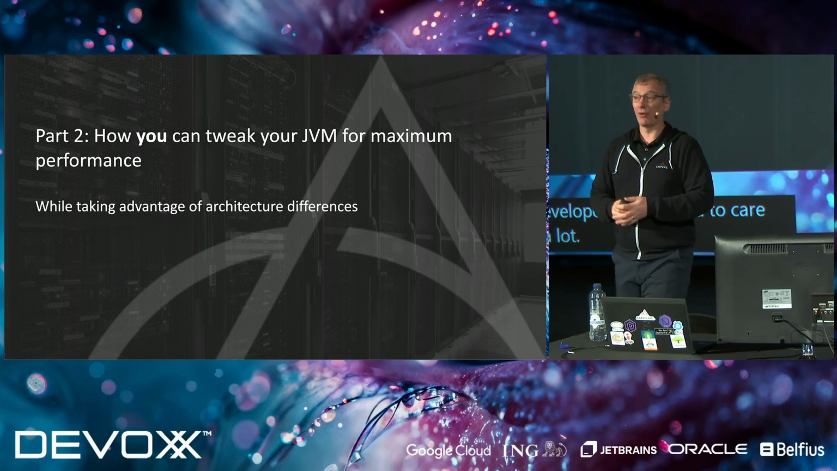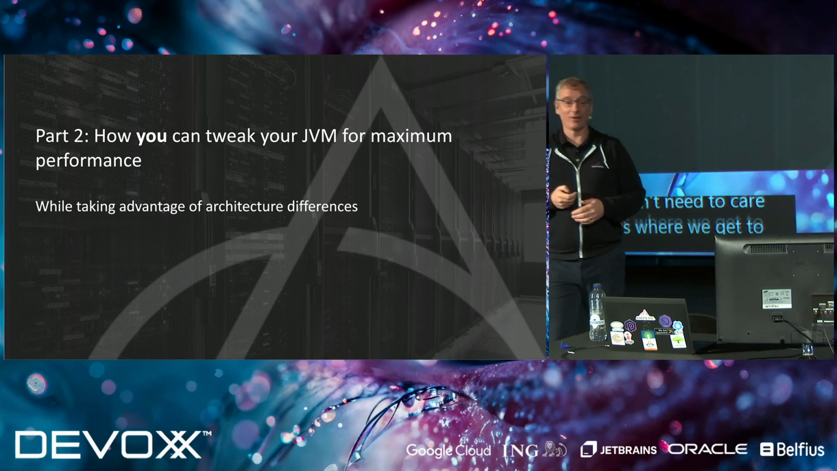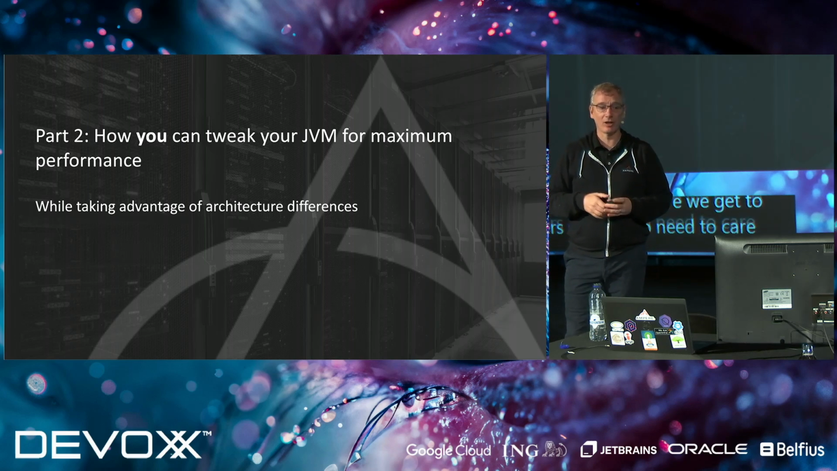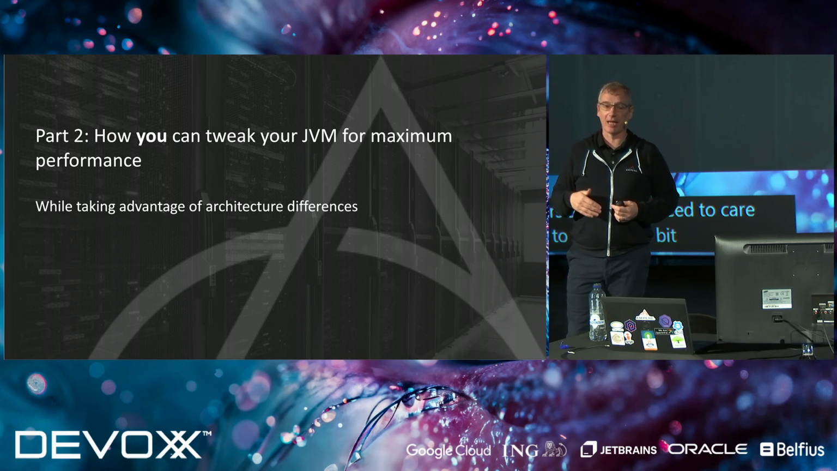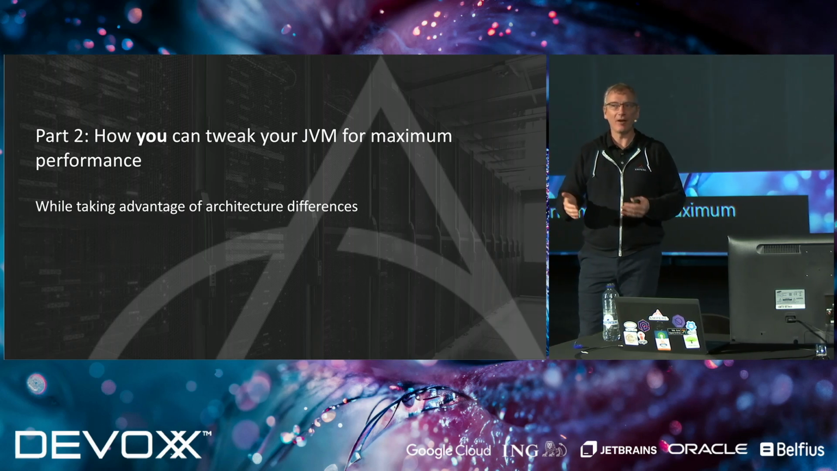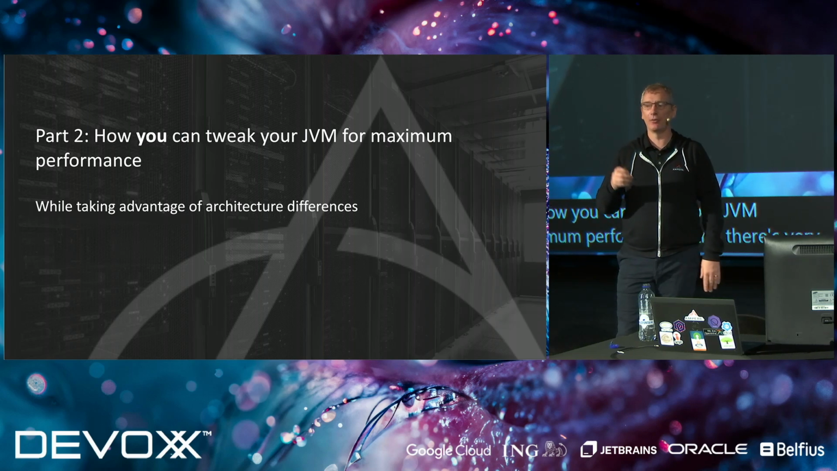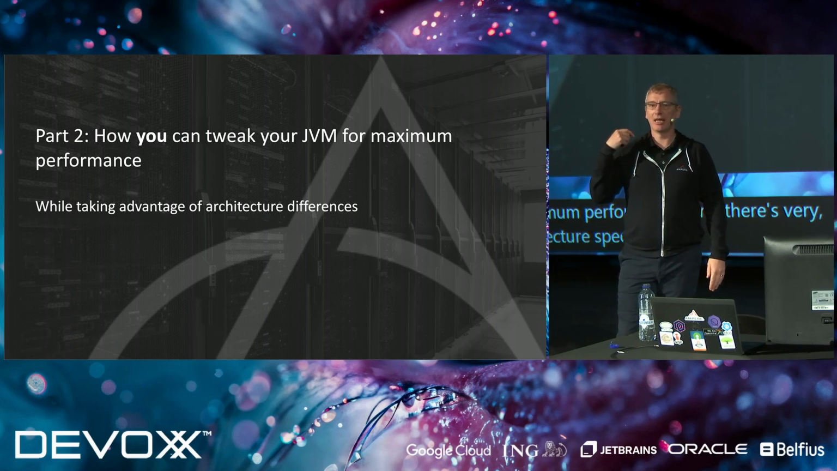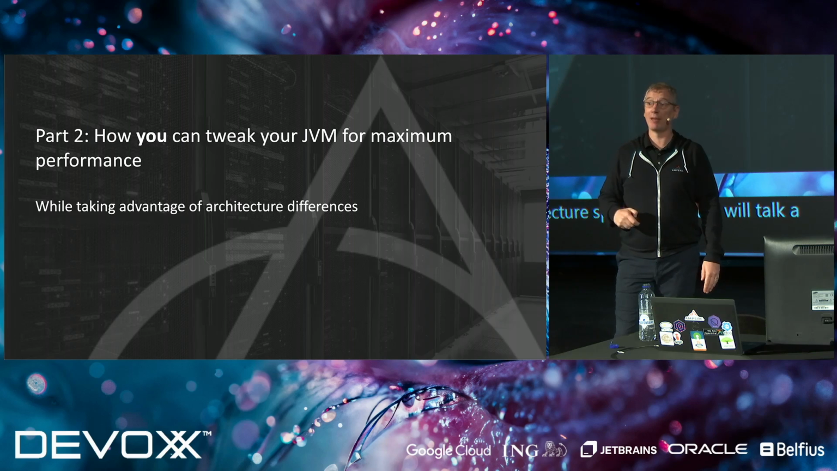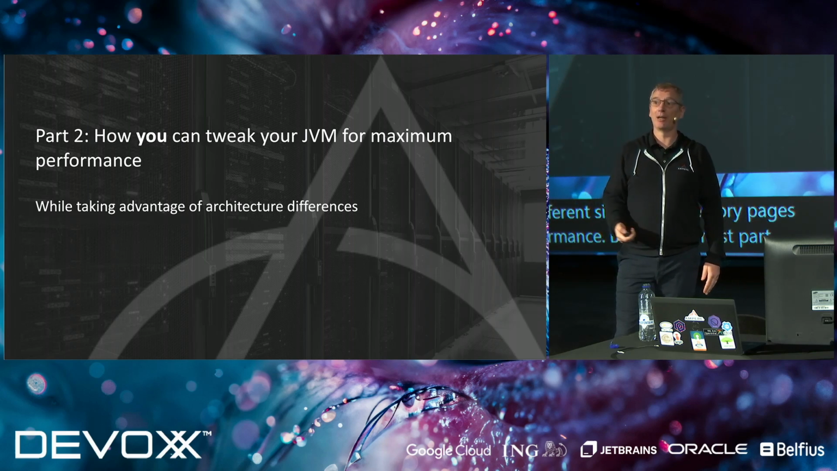This is where we get to the part where Java developers actually do need to care about this stuff. So I'm going to talk a little bit about how you can tweak your JVM performance for maximum performance. And there's very, very little that's architecture specific here. We will talk a little bit about how different size kernel memory pages can impact your performance, but for the most part, this is not going to be architecture specific.